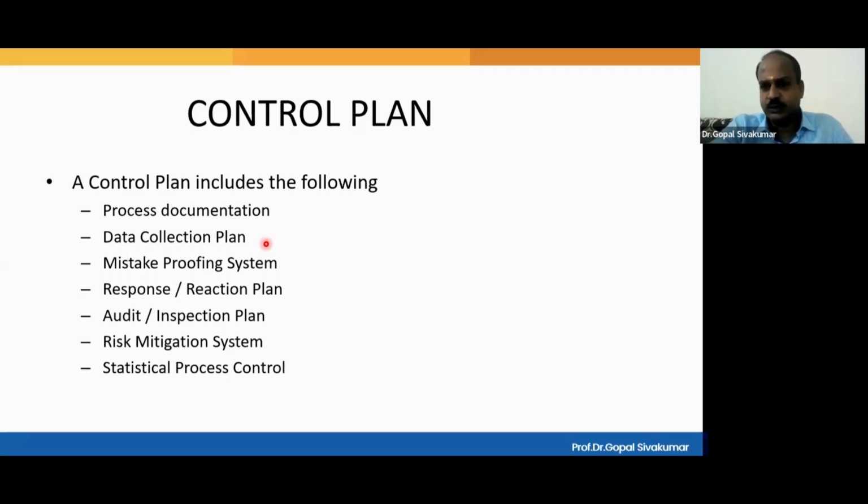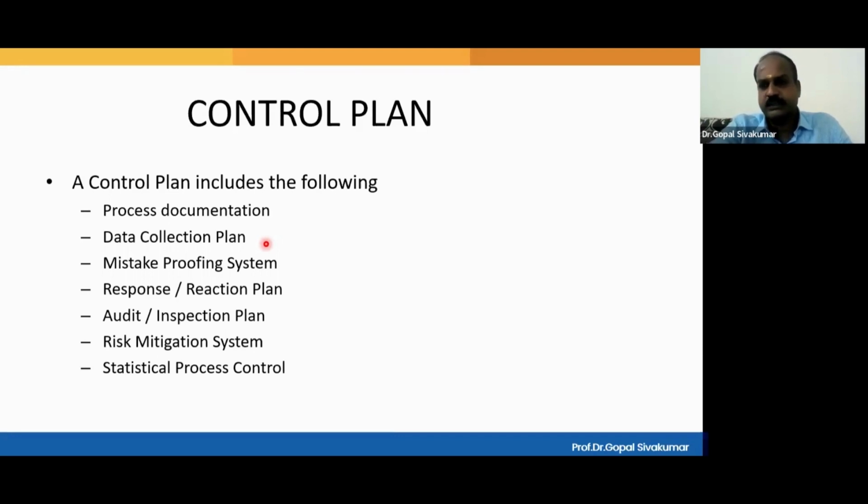Whenever your response or the output variable goes out of order, then how you should react. It is something like the mistake proofing, and it is now called a response reaction plan. Whenever you see an out of control condition in the control chart, then how the stakeholder must react. And similarly, audit plan, inspection plan, and how frequently the audit must be conducted and how the audit must be conducted and how the inspection should be conducted, and all those things become part of the control plan.